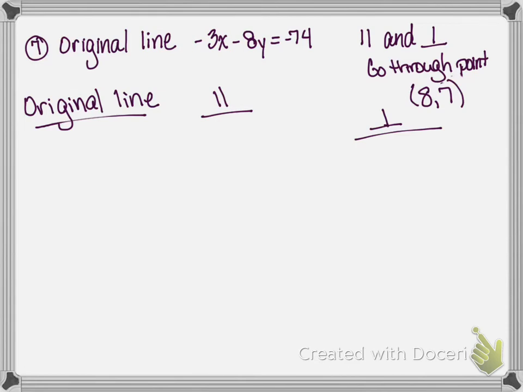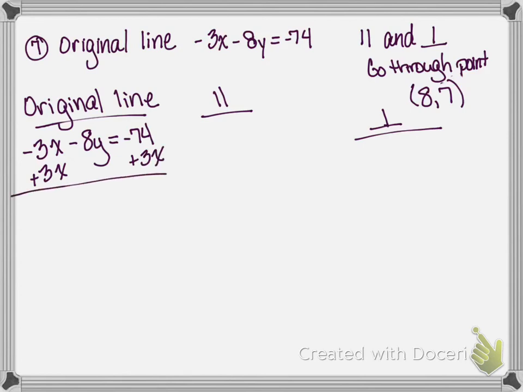The only thing we care about with my original line is the slope. Okay, so I've got negative 3x minus 8y equals negative 74. So I'm just going to solve this for y. That's the only thing I care about. So I'm going to add 3x to both sides. So I get negative 8y equals positive 3x minus 74. And then I divide by negative 8.